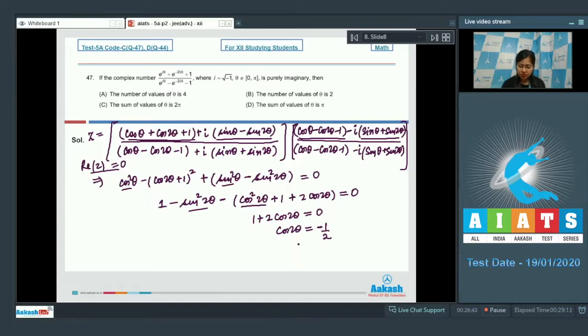Now let's talk about its solutions. 2 theta is either equal to 2 pi by 3, it is negative in second and third quadrant, or it can be pi plus pi by 3, that is 4 pi by 3. So these two are the only solutions when theta goes from 0 to pi, that is theta equal to pi by 3 and 2 pi by 3. So number of values of theta is 2 and sum of them is pi. So answer is B and D.